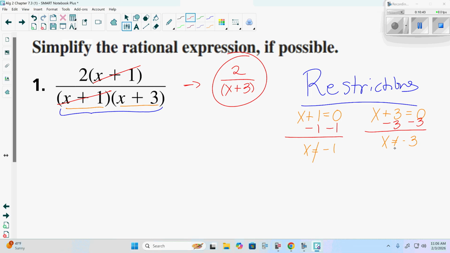So if we were to list the restrictions for this here, it would simplify to 2 over x plus 3. And we'd say x cannot be negative 1 and x cannot be negative 3. This book and some other books would just say the restriction is x is not negative 1. Yes. And the reason they would include this one but not this one is they say, well, x plus 3 is still listed in the expression. So you should be able to see that, well, if x plus 3 is negative 3, it makes the denominator 0. Since the x plus 1 simplified out completely, it's not listed, but it is a restriction from the original problem. It just does not work. Okay?